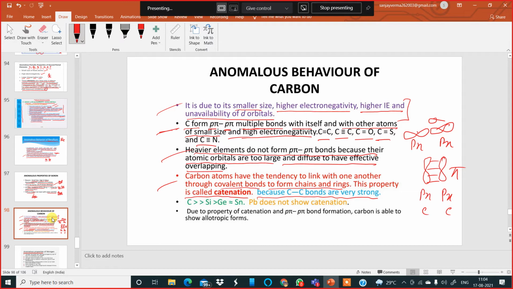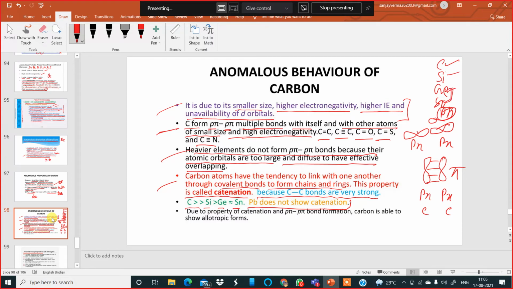The catenation order is given over here. Carbon is very, very high, then silicon, then germanium and tin are very close. But lead does not show catenation. Amongst carbon, silicon, germanium, tin, and lead, lead will not show the property of catenation. Maximum property of catenation is shown by carbon. A little bit is shown by silicon, germanium, and tin. It is similar.